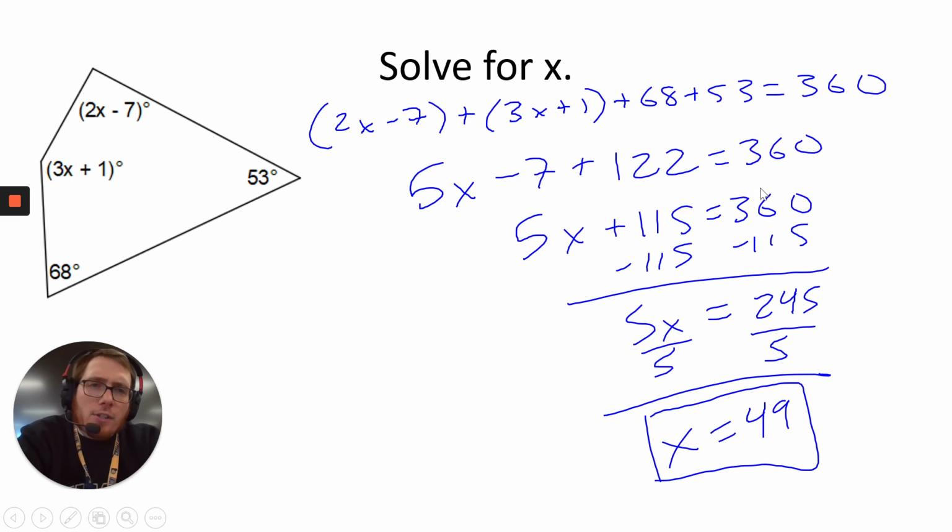I could subtract 122 on both sides, find that, and then add 7 to both sides and find that. What I decided to do was to take the minus 7 and the plus 122 and combine them together into one piece of the equation, which would be plus 115 because it's 122 minus 7. And then from there, it's a two-step equation. Subtract 115 on both sides, divide by 5, and I get 49.